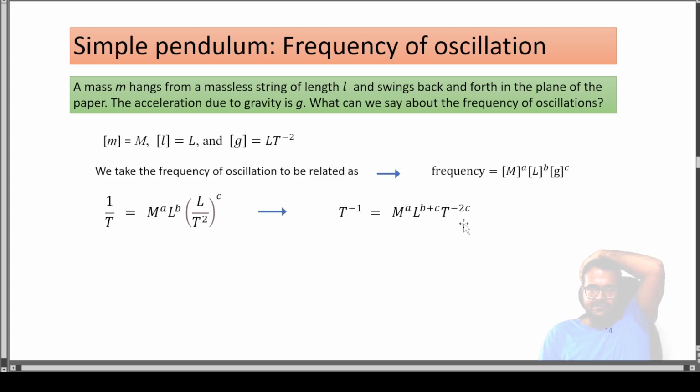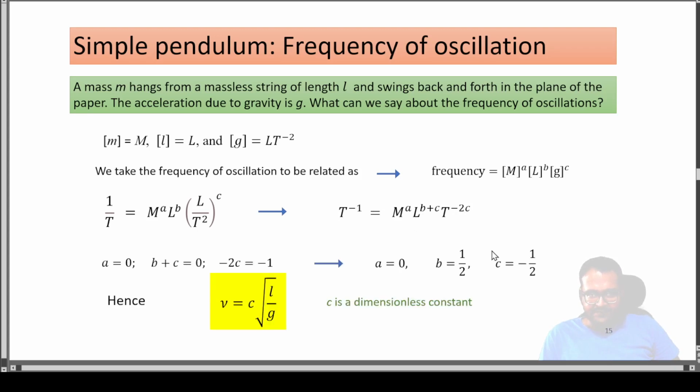Sorry, minus 2c. So what can you say from it? You'll see that minus 2c will be minus 1. That means 2c is 1. This is the first thing you observe. And there is no m and no L on the left hand side. So a should be 0 and b plus c should be 0. So minus 2c is minus 1, b plus c is 0, and a is 0. That gives you a is 0, c is minus half.